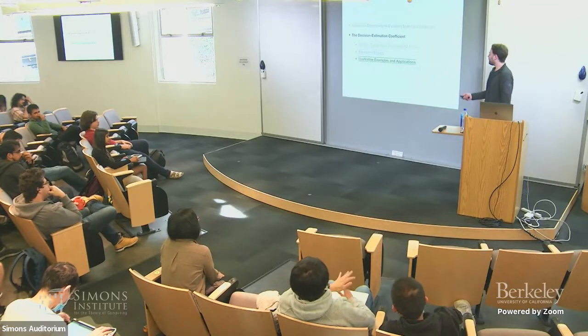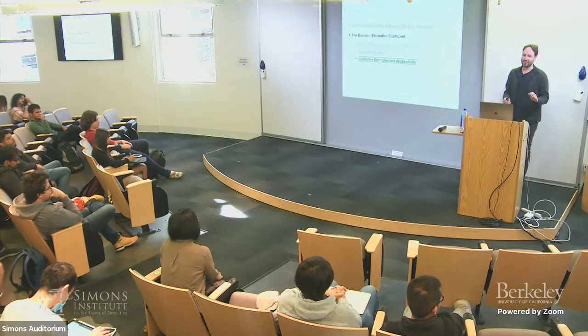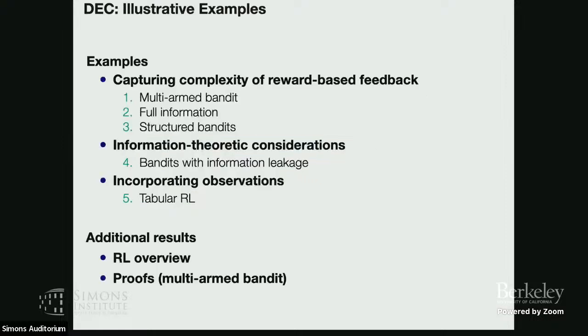Okay, cool. So for the last part of the talk, I want to go through a bunch of different examples and give a sense of how this DEC behaves. How do these bounds behave when we instantiate them, and what do the minimizers, the distributions that solve this minimax problem, actually look like? We'll go through a few different types of examples. The first captures how this adapts to different structure in the reward function. Then an example that's more information theoretic in nature. Then we'll bring observations into the picture and look at tabular RL. And to the extent that there's time after that, I'll give a sense for what this looks like in more general RL settings as well.